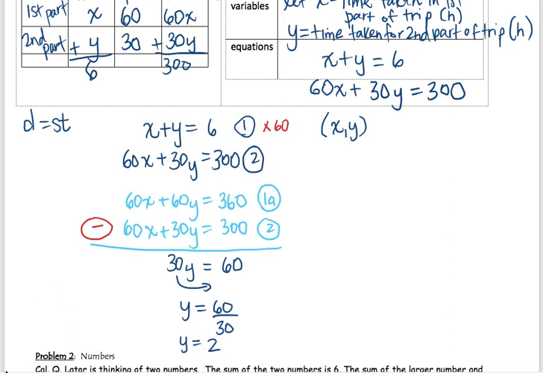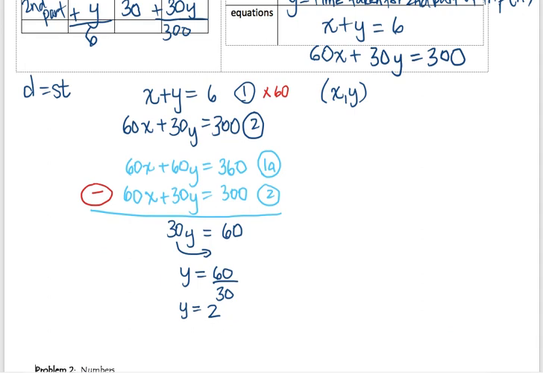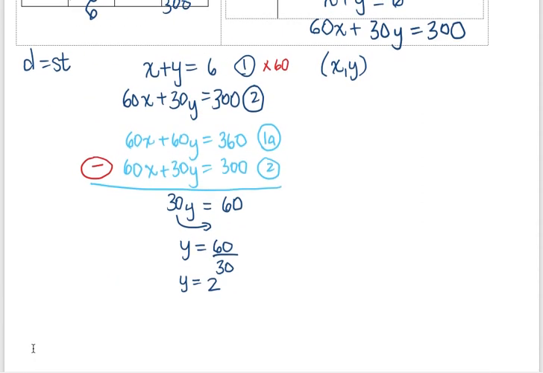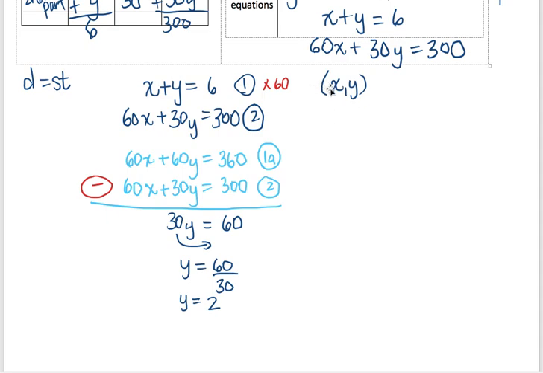Sometimes some of you kind of stop and go, oh, okay, that's done, I must be done. No, don't. Remember, your goal here is x and y. So you found the y, so now you need to keep going and find the x. So you know that y is equal to 2.